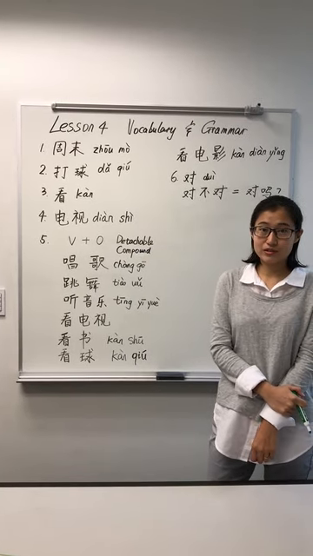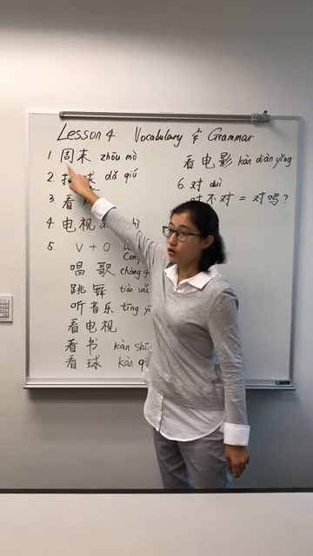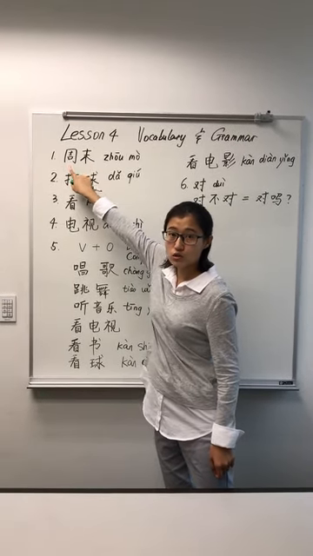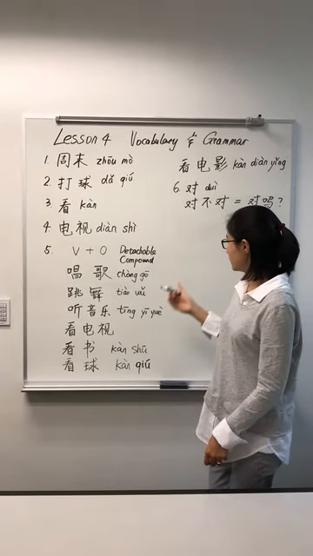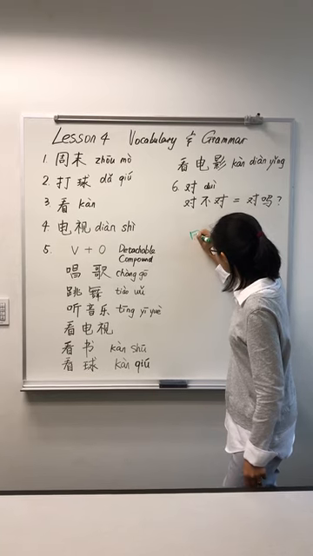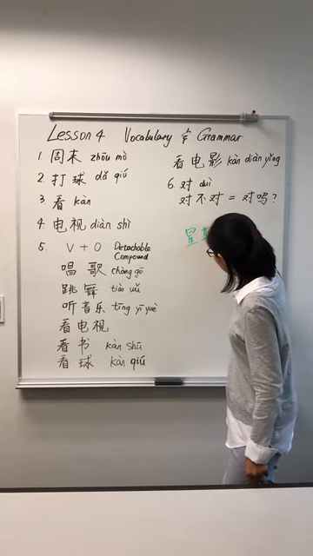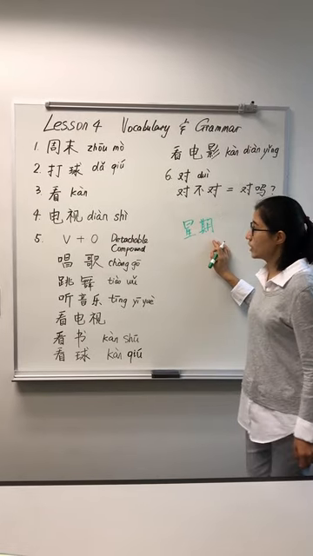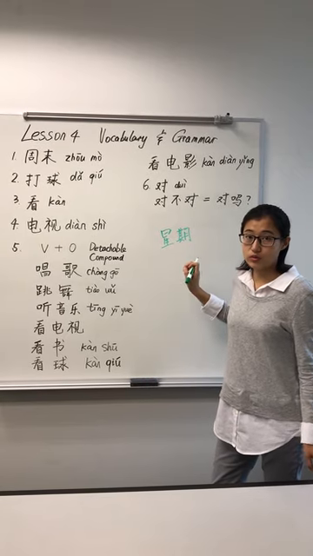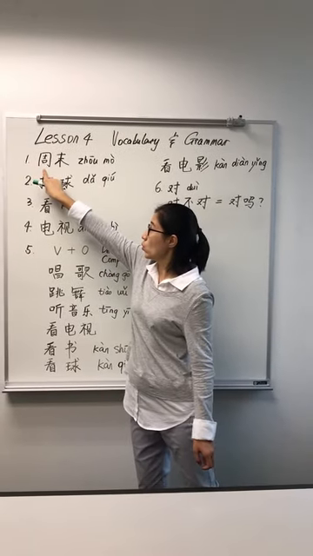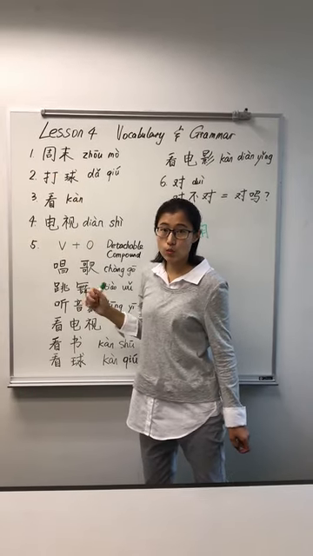We will talk about the hobbies. First word is 周末。周末。周 means week. We learned 星期 before. Do you still remember? 星期. But when we are talking about the weekend, we cannot use 星期. We can only use 周 and 末 means end. Weekend, 周末.